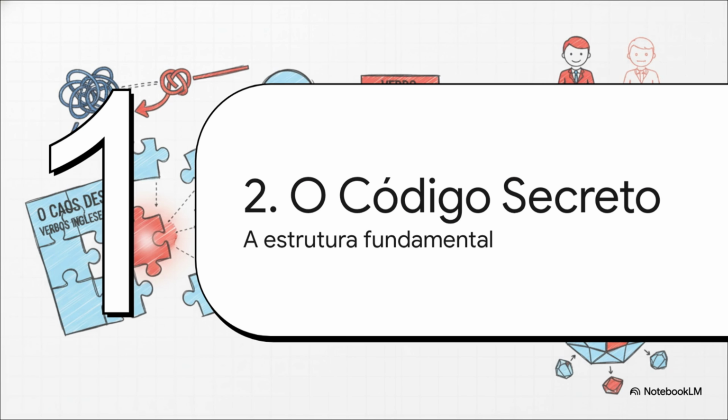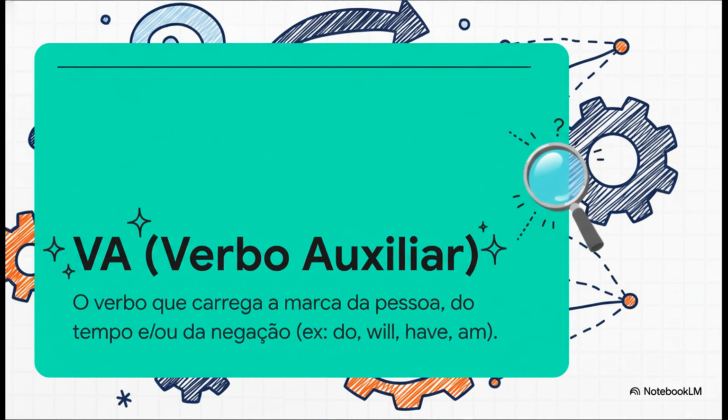That is exactly what we're going to do right now. We are going to crack the secret code of English sentences. Based on Professor Joseph's method, we're going to see that the fundamental structure is so much simpler than it looks. The very first term we need to get a handle on is the VA, or auxiliary verb. Just think of this as the manager of the sentence. It's the one that carries all the important information: who is doing the action, when the action is happening, and if the sentence is negative. It does all the heavy grammatical lifting. We're always going to show this one in red.